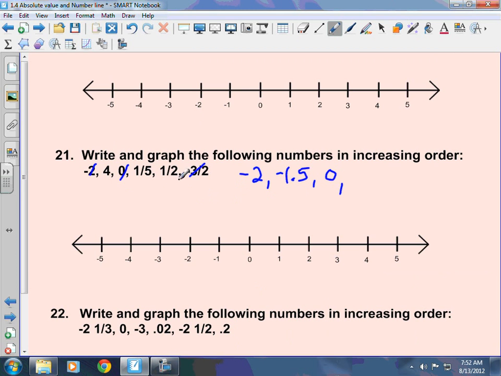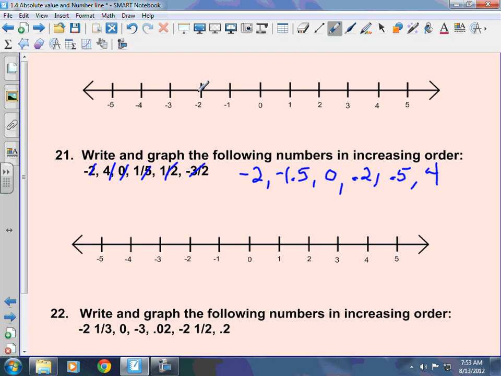So after 0, I have 1/5 and 1/2. If I convert these to decimals, it's going to be easier for me to see which one comes next. 1/5 is 0.2. 1/2, of course, is 0.5. And then all I have left is 4. So there are my numbers in increasing order. Negative 2, negative 1.5, 0, 0.2, 0.5, 4.